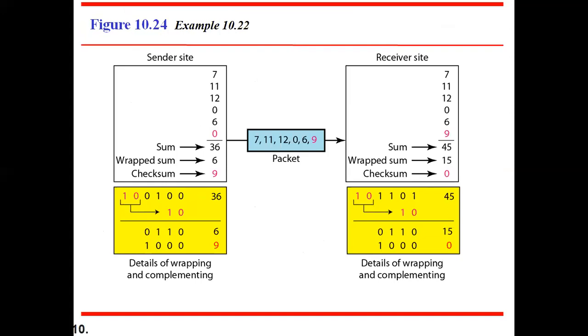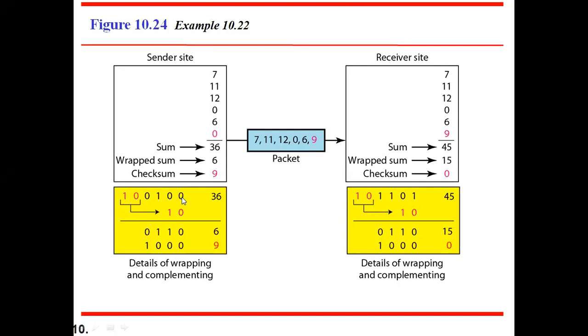So let's look directly at the checksum example. 7, 11, 12, 0, 6, then one more. In total how many numbers are there? 6 numbers are there. Then the sum we are getting is 36. Already I said how do you represent 36 in binary? So 36 in binary is 100100. You just check later how you get this. I hope most of you know how to represent 36 in binary.